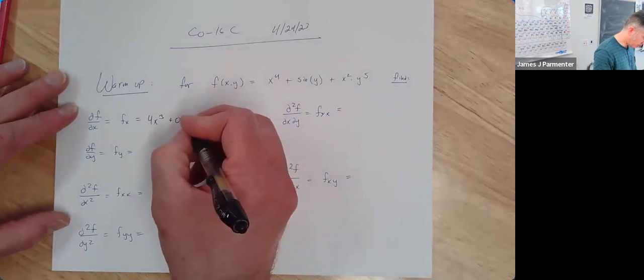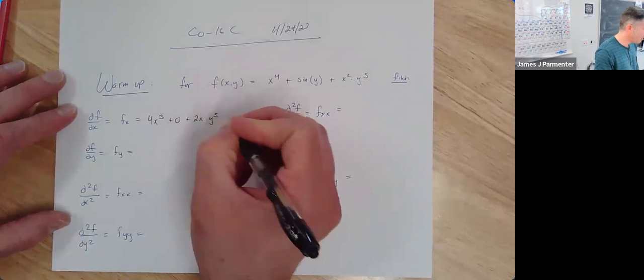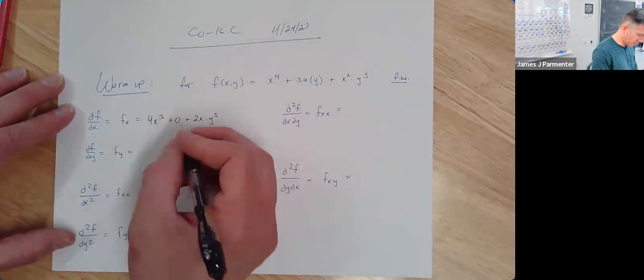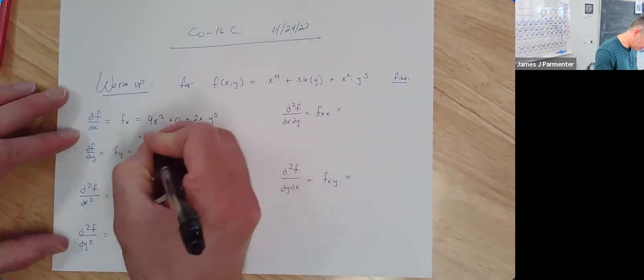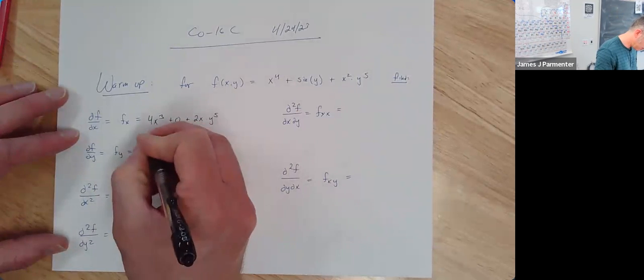And then the derivative of x squared times y to the fifth is going to be 2x times y to the fifth, because when you have constant multiples, they just hang out. And of course, I wouldn't actually write the plus 0. I would just write this as 4x cubed plus 2x times y to the fifth.